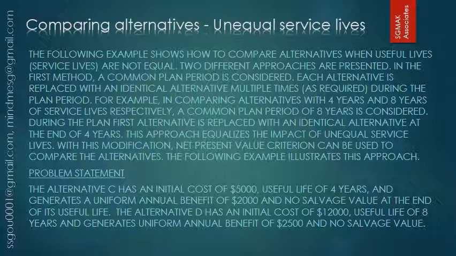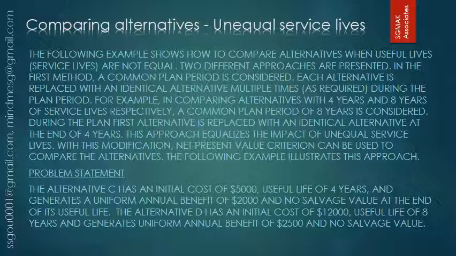Hi. In this module, I'm going to present an example that shows how you compare alternatives when you have unequal service lives. One of the major parameters in comparing alternatives is the useful service life. If they're equal, we're talking about two alternatives here, you can use net present value because they have an equal plan period, so you can convert all cash flows, both cost and benefit, to the present and select the one that has a higher net present value.